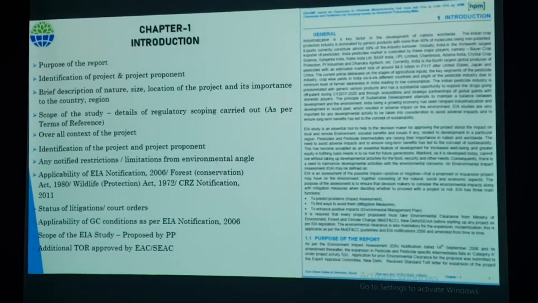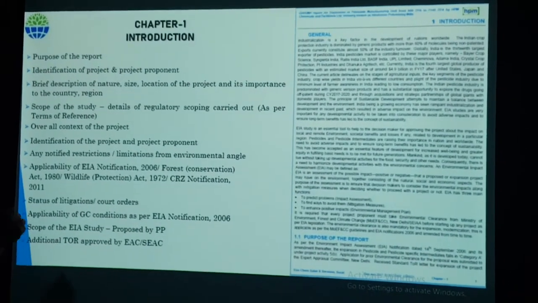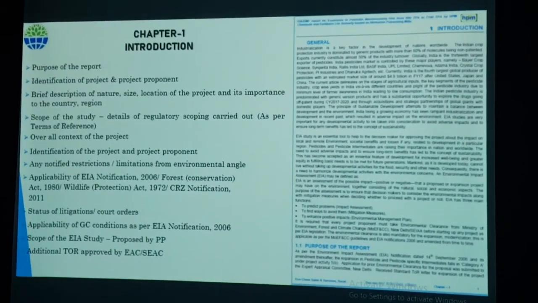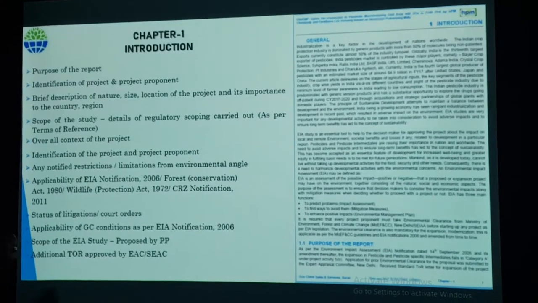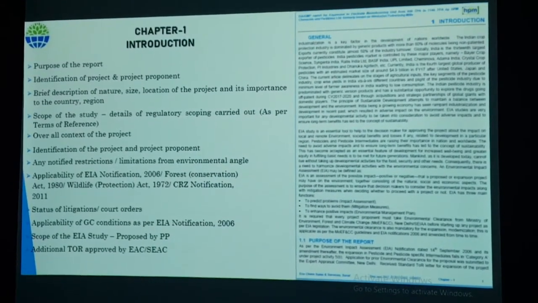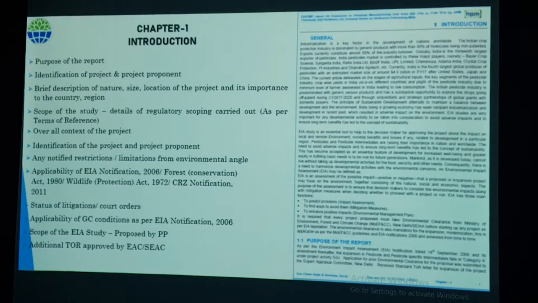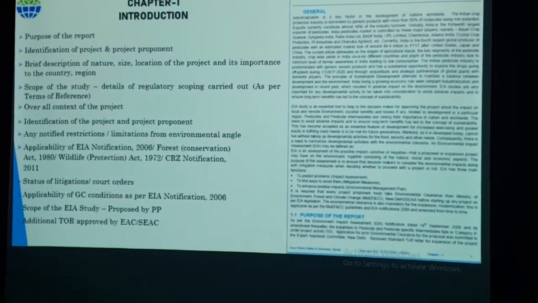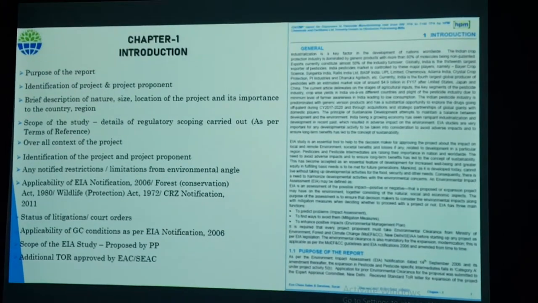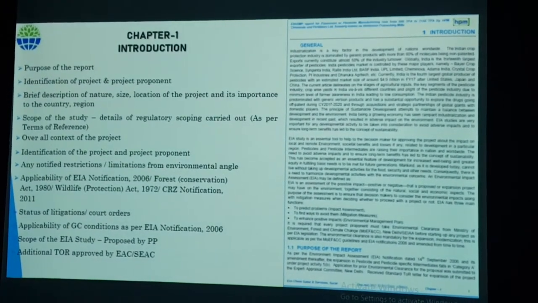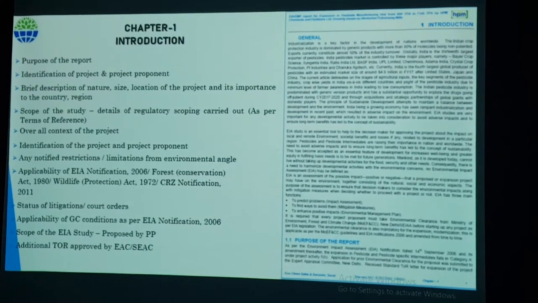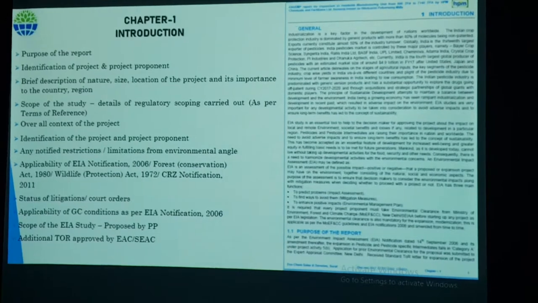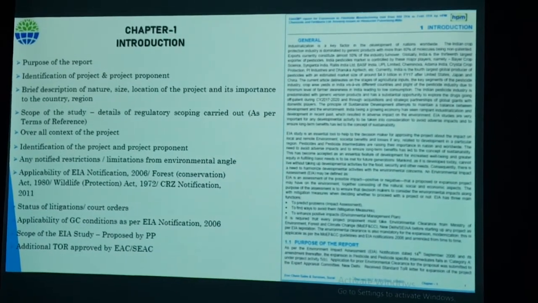Then the scope of the study, like regulatory authorities as per the terms of reference. Overall context of the project. Then identification of project and proponent. Any notifications or restrictions under the Environmental Protection Act or Air Act, Water Act. Then applicability of the EIA notification, Forest Conservation Act, Wildlife Protection Act, CRZ notification to that land area. And if there is any court case or litigation, then we have to mention it in chapter 1.